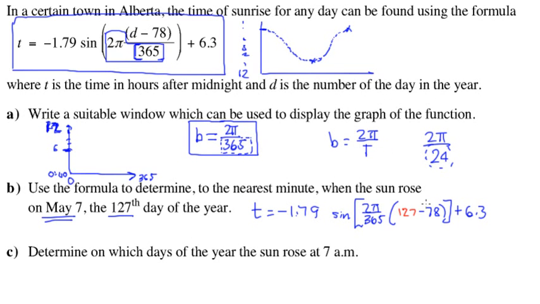And then you multiply the result by negative 1.79 and then you add 6.3 to that, and I get that the sunrise time is 4.96 hours. Now that's 4 plus 0.96 times 60 minutes. So it looks like it's about 58 minutes. This sunrise would happen at about 4:58 a.m.